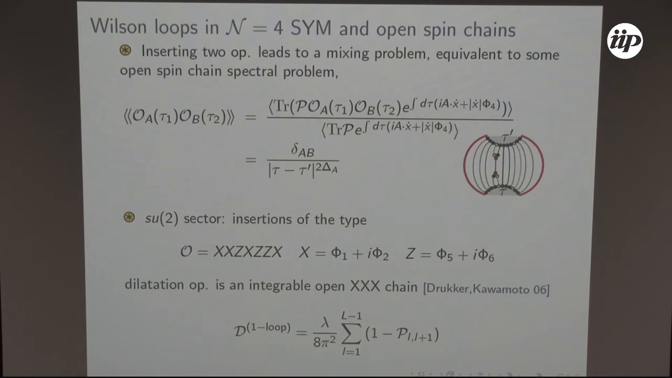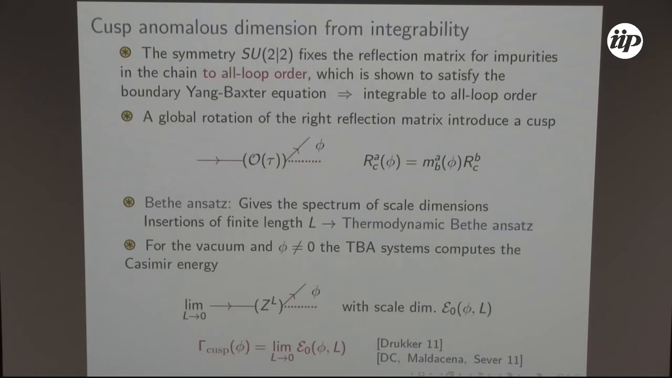And this is a problem that was known to be integrable for many years. So you can solve it using the Bethe ansatz. So how is this connected at all with the cusp anomalous dimension I was introducing? Well, in the following way. This is just one sketchy slide. I'm not going to give details of this, but it's just to motivate why it is important to discover integrability in the mixing of insertions at higher loops.